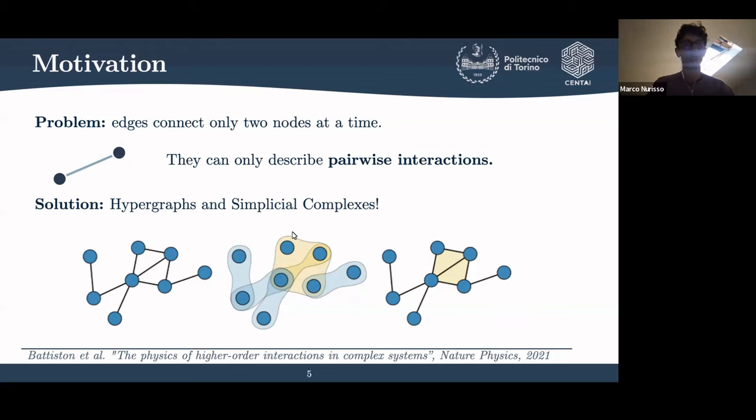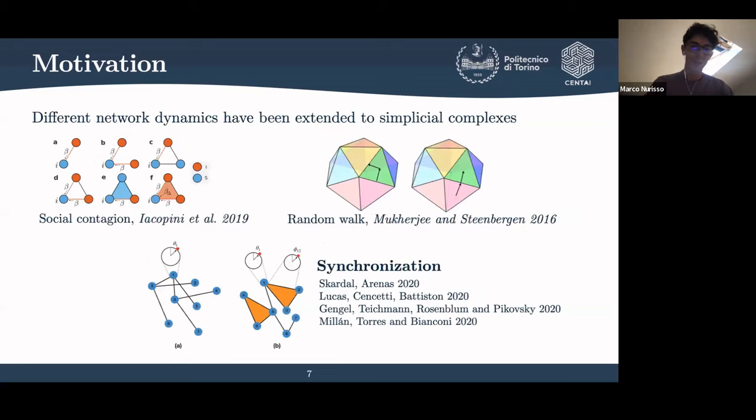While simplicial complexes are more limited because of this restriction, you can actually use a lot of tools which come from combinatorial topology. Hence, we are here. Given this formalization and this interest in higher order systems, a lot of different network dynamics have been extended to simplicial complexes, starting from social contagion, random walks, and even synchronization, which is the main topic of this seminar. It turns out that you can do these kinds of extensions from networks to higher order networks in many different ways, depending on the assumptions you make on the structure and so on.